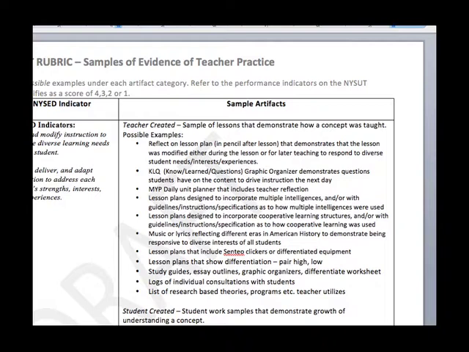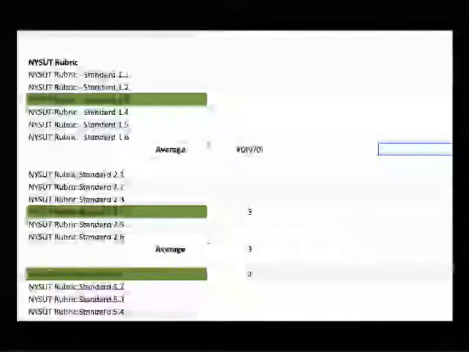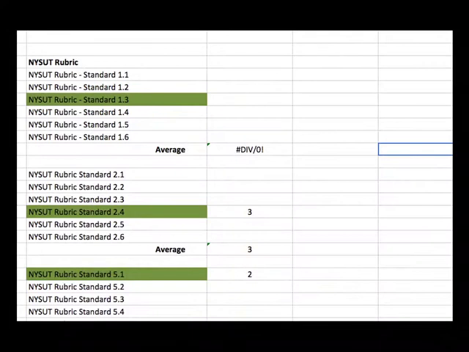Now we're going to walk through a scoring example based on evidence that a teacher may have submitted. In this example, you will see that I've highlighted the element in each standard that is required. Let's say that a teacher submits an artifact for element 1.3 and receives a score of a 3. They then also submit an artifact for element 1.1 and receive a score of 2. Prior to receiving the score of a 2, notice that the average for Standard 1 was a 3.